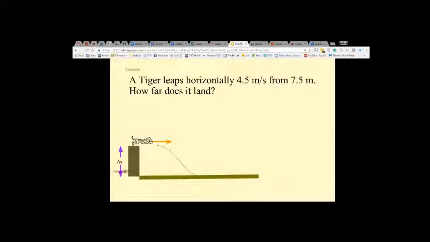So what we're going to do is figure out what the range is, because it's asking how far does it land, and it just wants this horizontal distance. We're first going to find the time to drop, just like it was one of those balls, and then we're going to use the time to drop with the horizontal velocity that's given to find the range. So let's go about that.